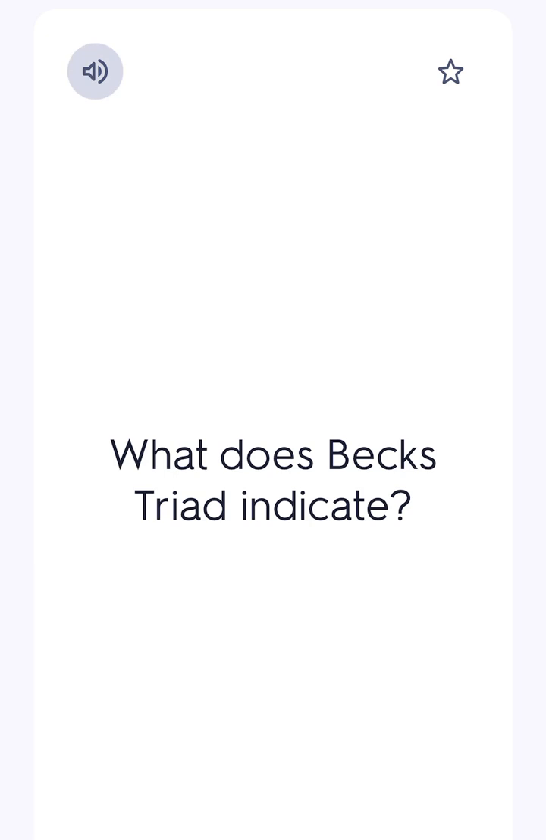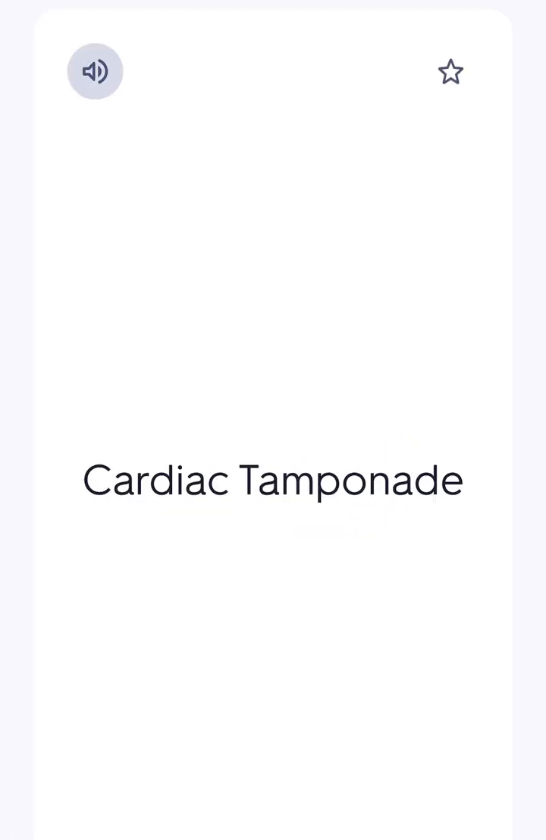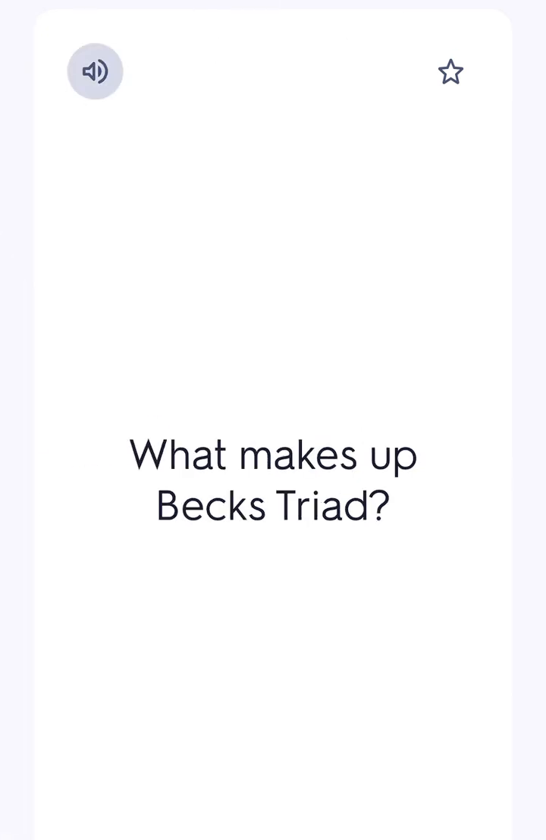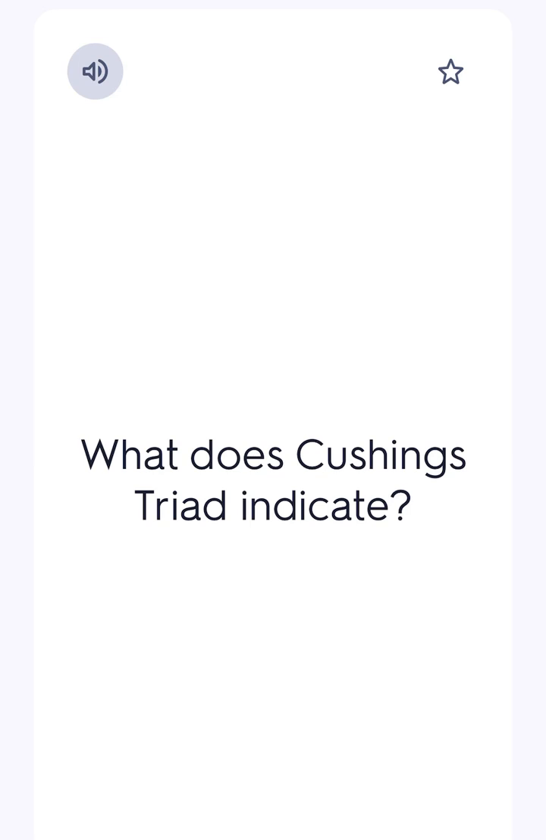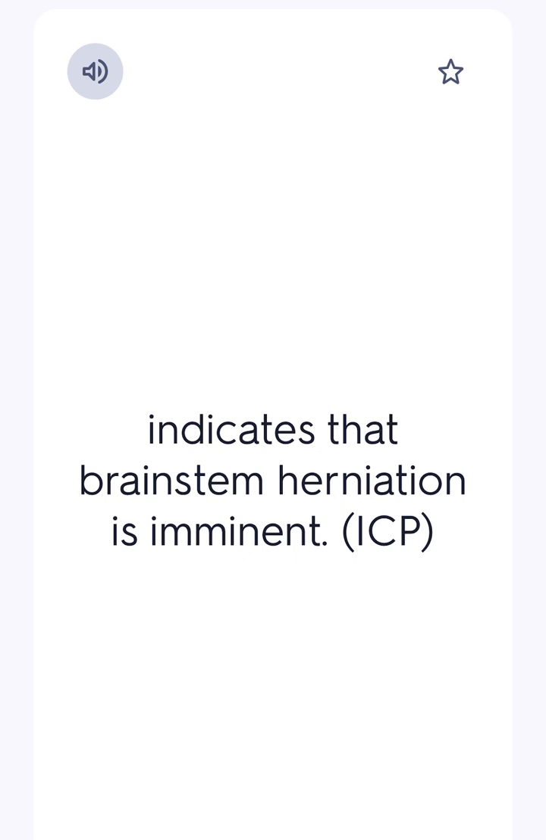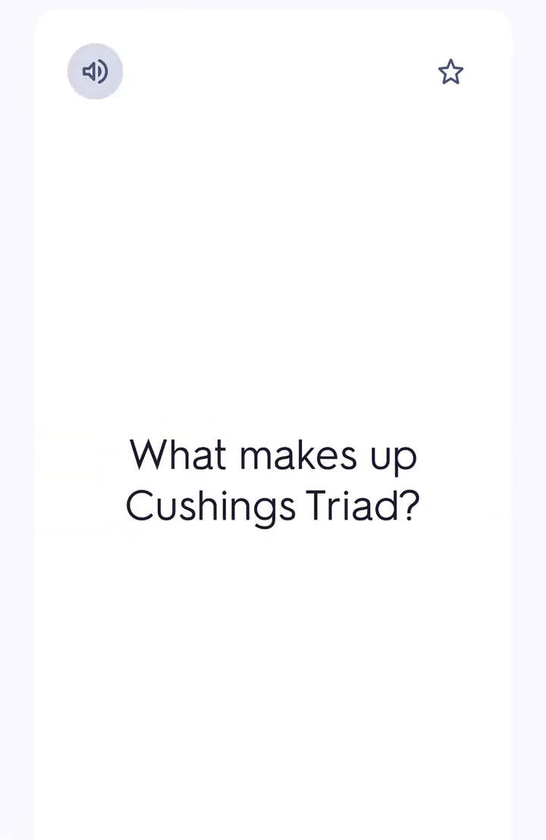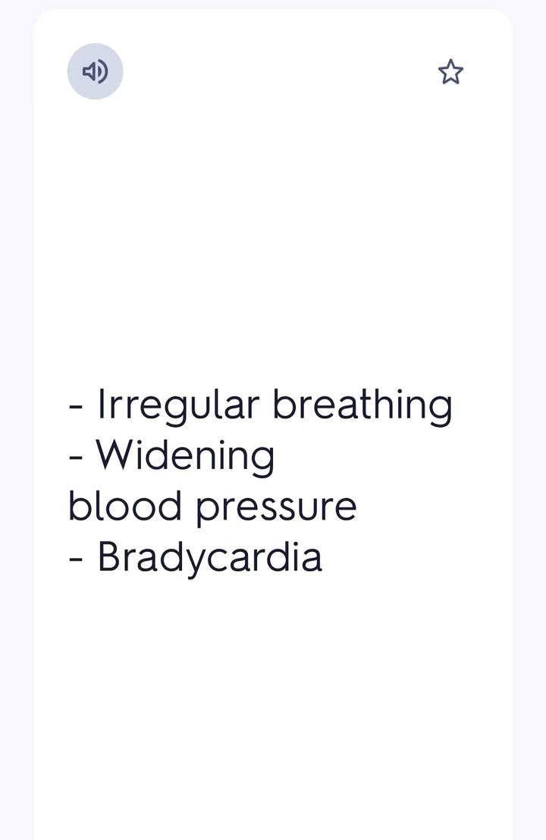What does Beck's triad indicate? Cardiac tamponade. What makes up Beck's triad? Low blood pressure, jugular vein distension, muffled heart sounds. What does Cushing's triad indicate? Indicates that brainstem herniation is imminent. What makes up Cushing's triad? Irregular breathing, widening blood pressure, bradycardia.